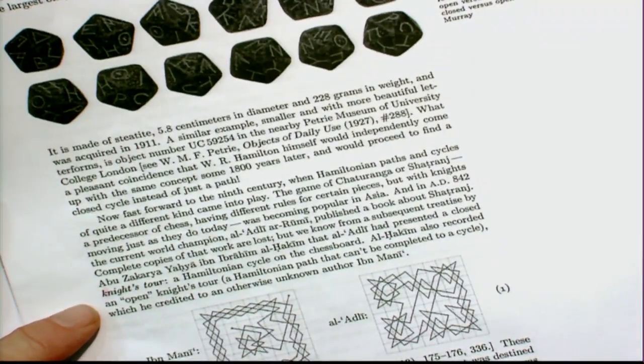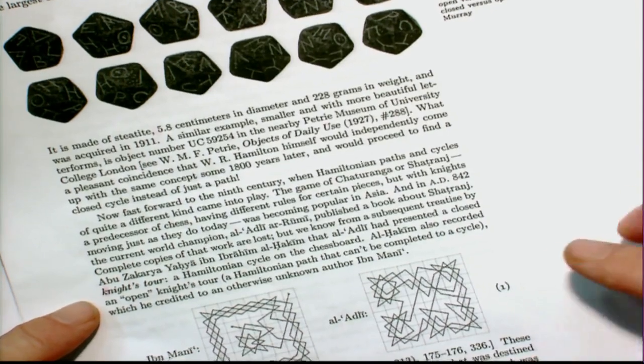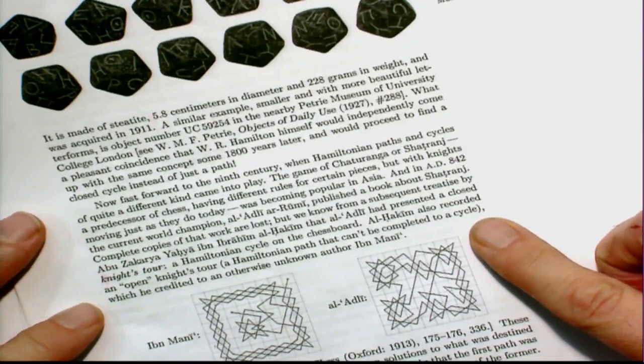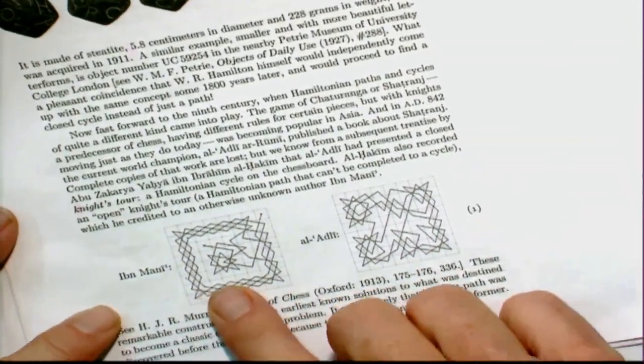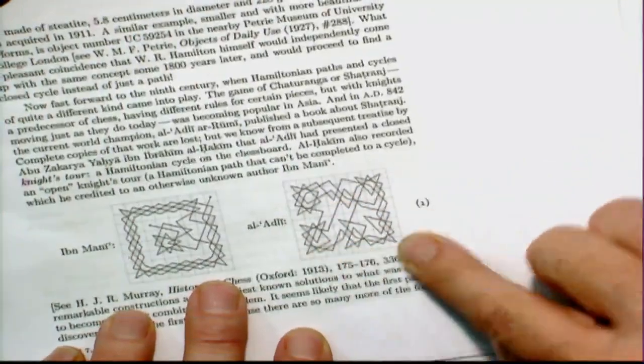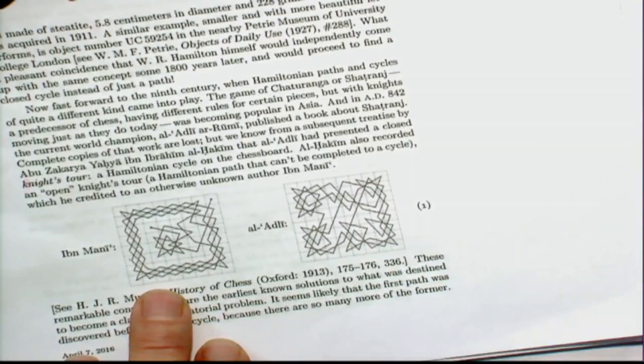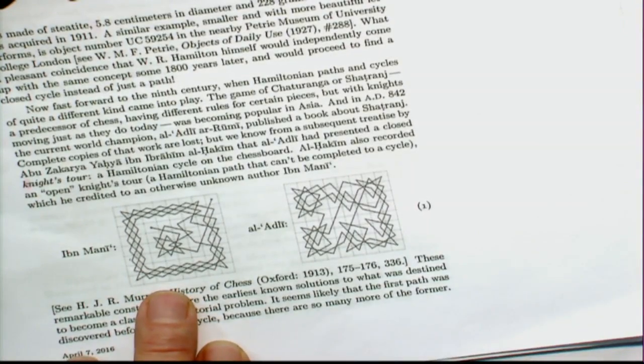It's actually a closed tour on the board. And Al-Hakim also gave another tour which is not closed. Here's a picture of Al-Adli's, which is closed, and here's a picture of Ibn Mani's. Nobody knows anything about Ibn Mani. He's mentioned only on this one page of Al-Hakim's manuscript, and we tried to identify other ancient people by that name, but it looks like the other ones were definitely different people.